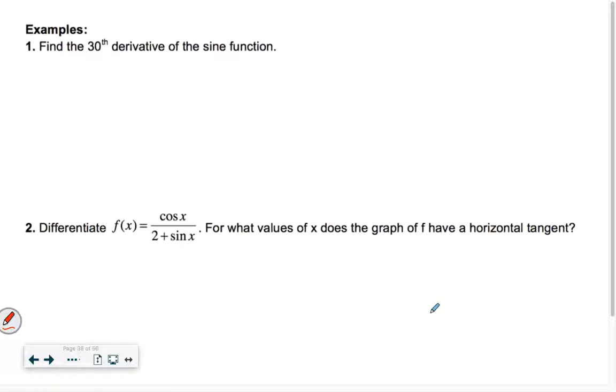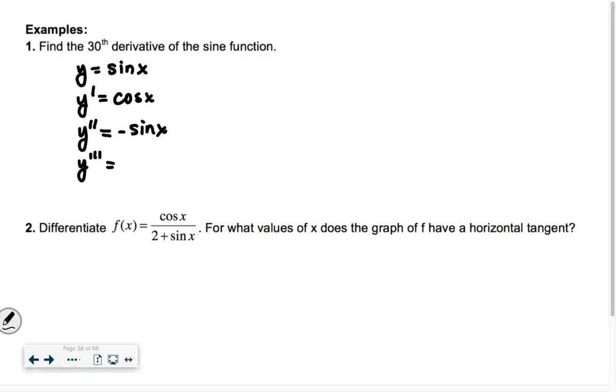So how about the 30th derivative? Ooh. So if we have y equals sine of x, can we keep going through the derivatives until we get to the 30th one? All right, so how about y prime? What's y prime? Cosine. Y double prime. Derivative of cosine is negative sine. Y triple prime. Yeah, so it's negative and the derivative of sine is cosine, so negative cosine.